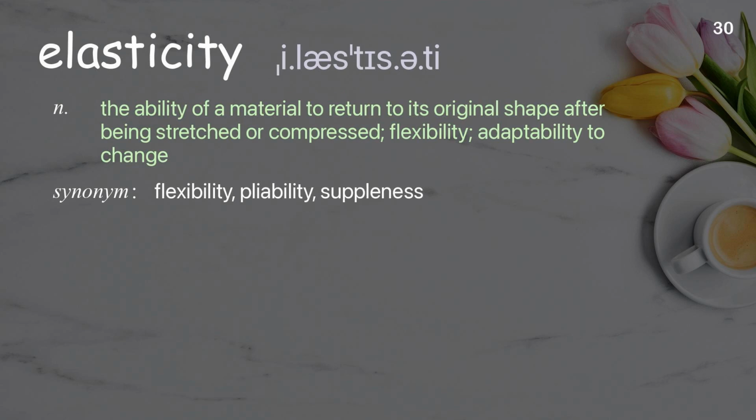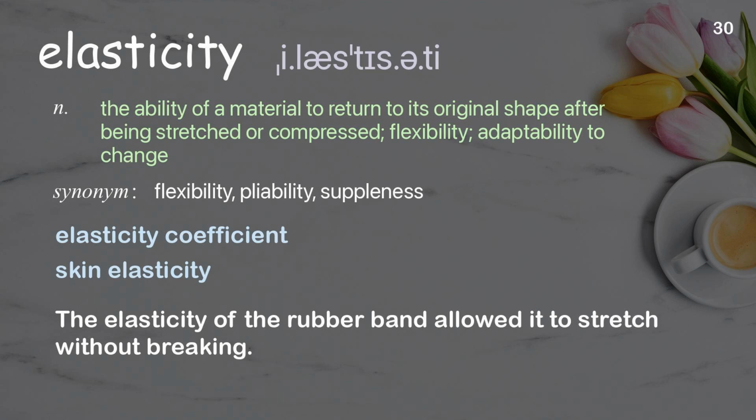Elasticity. The ability of a material to return to its original shape after being stretched or compressed, flexibility, adaptability to change. Examples: elasticity coefficient, skin elasticity. The elasticity of the rubber band allowed it to stretch without breaking.